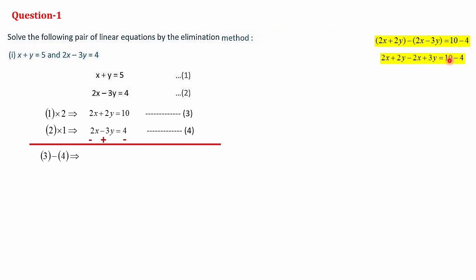And when you check these, 2x minus 3y is coming as minus 2x plus 3y, because we multiply the minus inside.